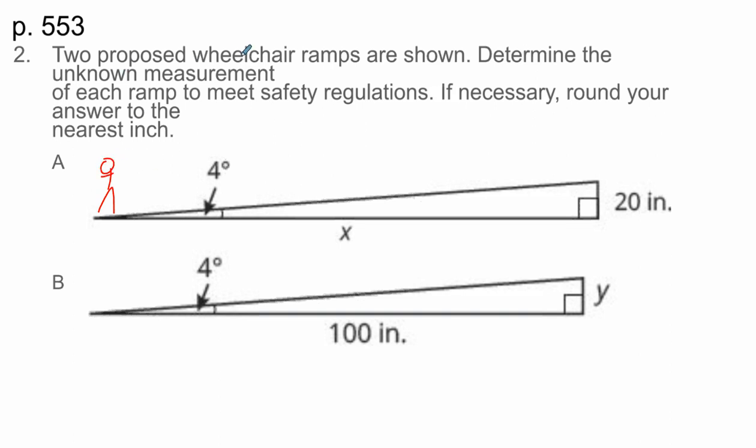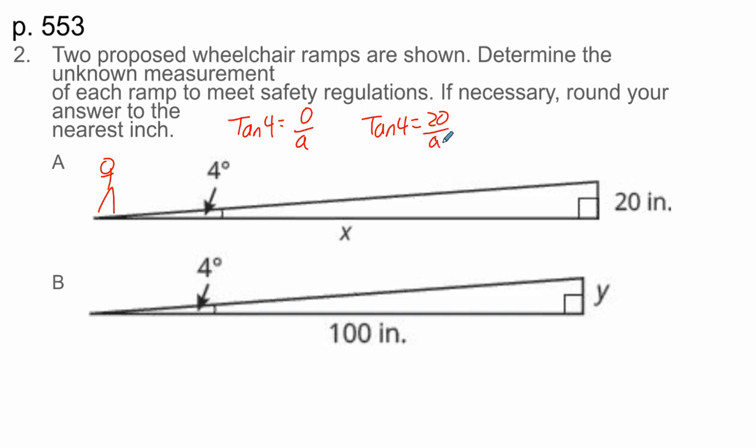It says 2 proposed wheelchair ramps are shown. Determine the unknown measurement. So if I need to have a 4% grade to be in code for a wheelchair ramp, and I have a 20-inch high ledge, how far out does the ramp have to go? So I'm going to write out tangent of 4 equals opposite over adjacent, and opposite is 20, so I have the tangent of 4 equals 20 over A.